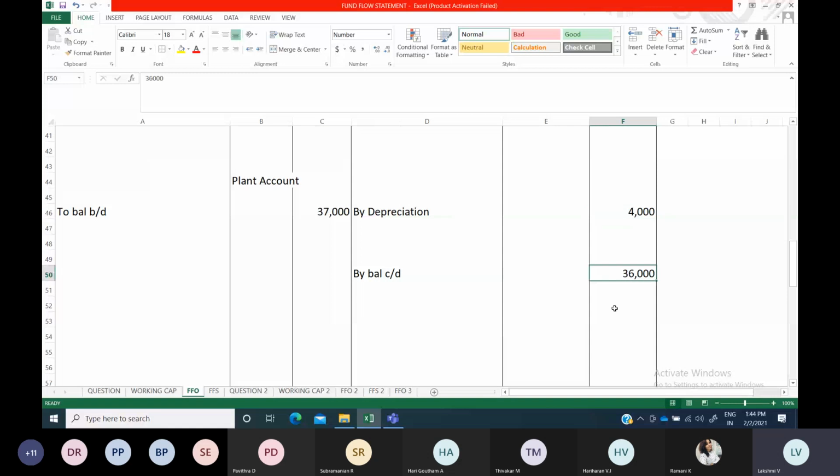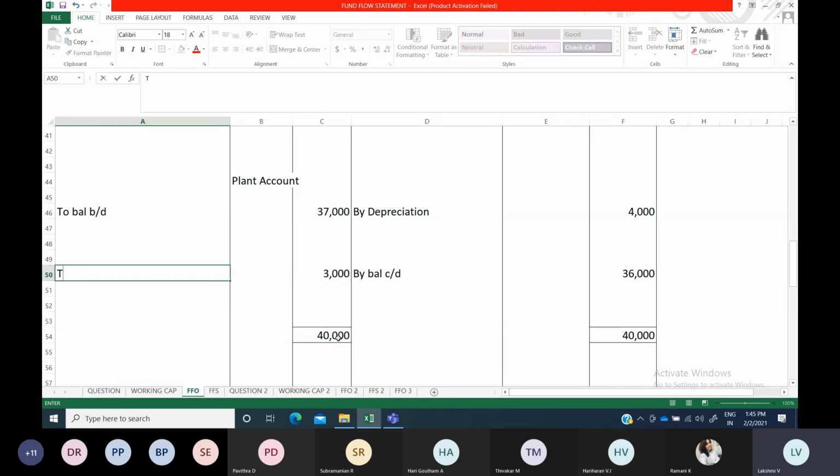4,000 plus 36,000, 40,000 is coming on this side. On this side, if you see, only 37,000 is coming. So which amount is higher? 40,000 is higher. So you have to write 40,000 commonly on both sides. Just mention 40,000 here and here also 40,000. Now the balance, how much amount is there? 3,000 is there. So this amount is the balancing figure. This you have to mention as bank account.